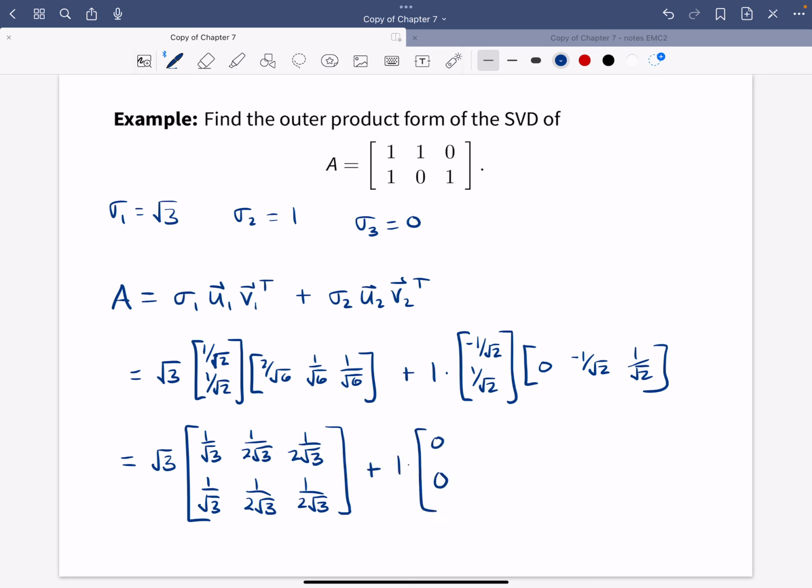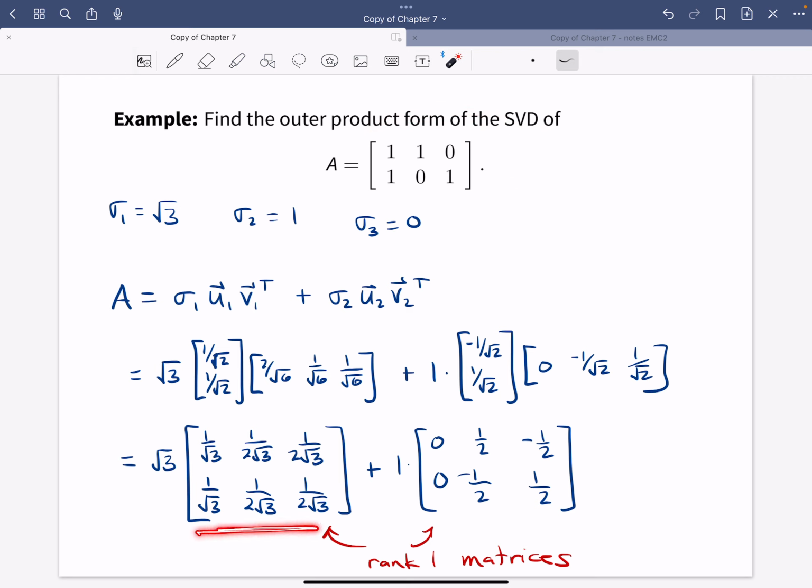And then my second term is this. Now the observation is that both of these matrices are actually rank 1 matrices. The point of what this outer product form is doing, and this is one of the most useful things about the singular value decomposition, is that it allows you to take a potentially complicated matrix and decompose it into simpler matrices of rank 1.